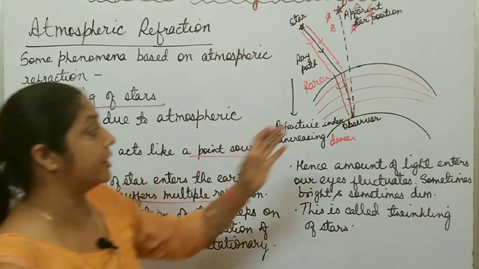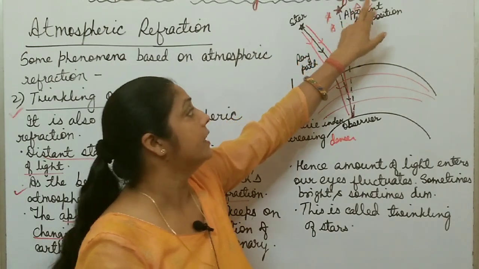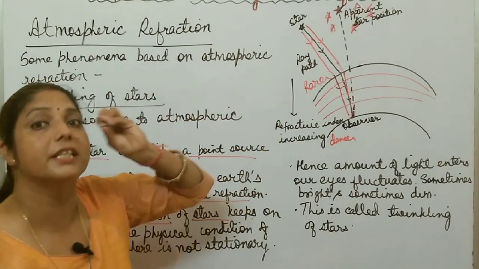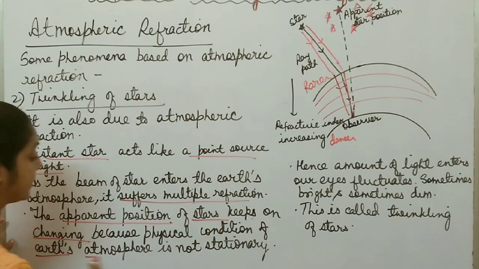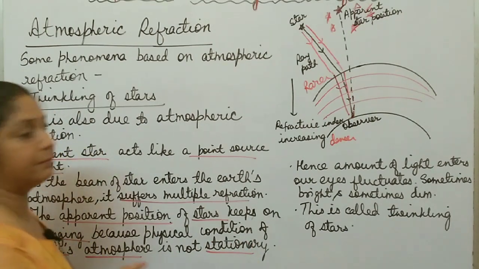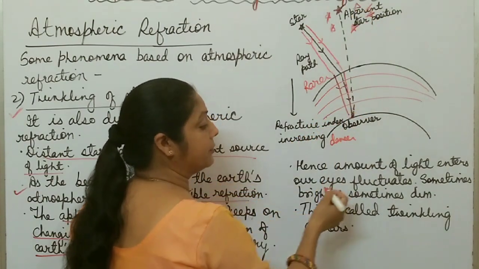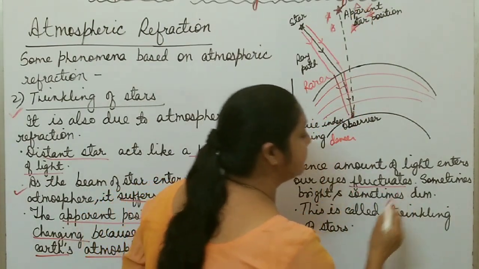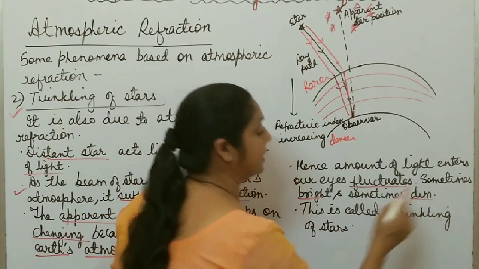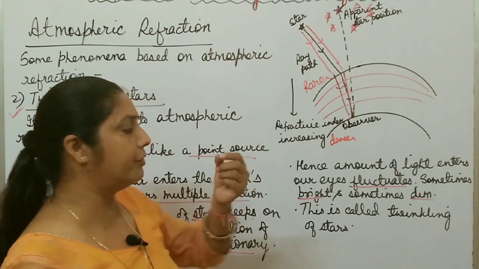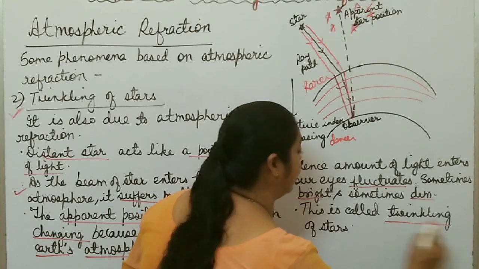It is not stationary. First the apparent position is this point, second the star appears at this point. This apparent position is not stationary. It changes continuously because the physical conditions of the Earth's atmosphere, like temperature and pressure, are not stationary. Hence, the amount of light entering the observer's eyes fluctuates. Fluctuates means sometimes it appears bright, and sometimes it appears dim. It means the amount of light entering the observer's eye flickers, and that effect is called twinkling of stars.